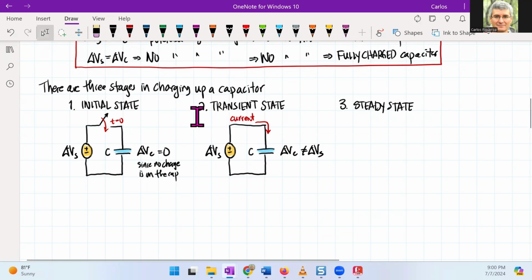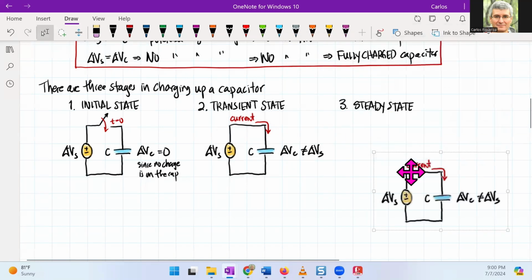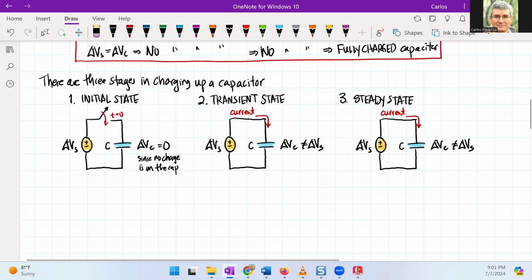So when I look at the steady state, then I have this circuit, but the big difference now is that it's going to look something like this. These guys are equal. And now the current is equal to zero. So there's no current in the circuit. And what we're seeing here is that we have some buildup of charge, but over here, we have a fully charged capacitor. That's the three stages right there.